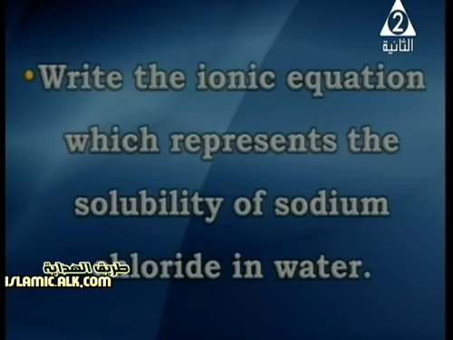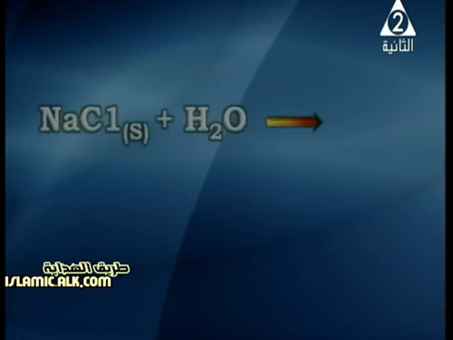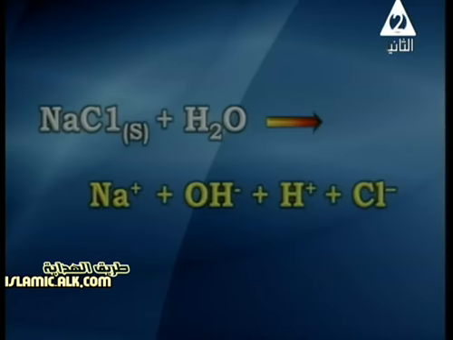Next type of question, my dear student. Write the ionic equation which represents the solubility of sodium chloride in water. As the equation proceeds, my dear student, when the sodium chloride is dissolved in water, it is ionized into sodium ion and chloride ion, as the sodium hydroxide and the hydrochloric acid are strong electrolytes which are completely ionized in water.